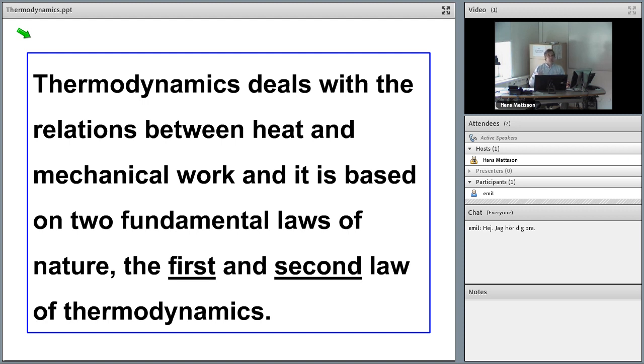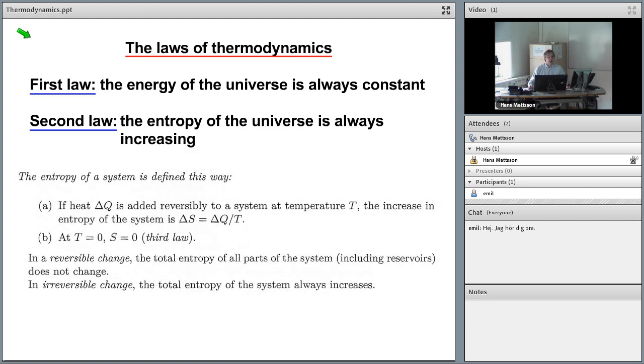Heat is when we have a heat flow and heating up things. Mechanical work we get when we get displacement of forces. Force times the displacement is an energy, and that is mechanical work. And then we can look at these two laws of thermodynamics. The first law states that the energy of the universe is always constant. The first law is just conservation of energy.